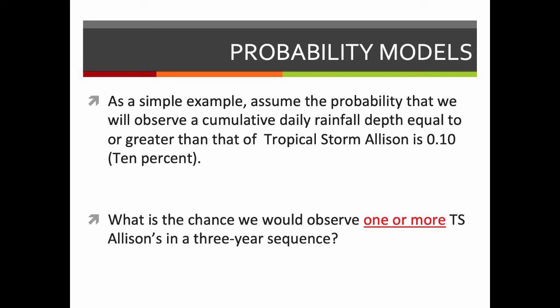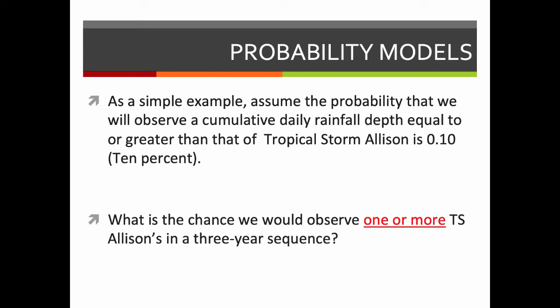Let's assume that seeing that happen is 10% in any year. So we might want to ask ourselves, what's the chance we would observe one or more Tropical Storm Allisons in a 3-year sequence? So let's state that we have 3 years, year 1, year 2, year 3. And year 1, there is or is not a storm big enough. Year 2, there is or is not a storm big enough. Year 3, there is or is not a storm big enough.